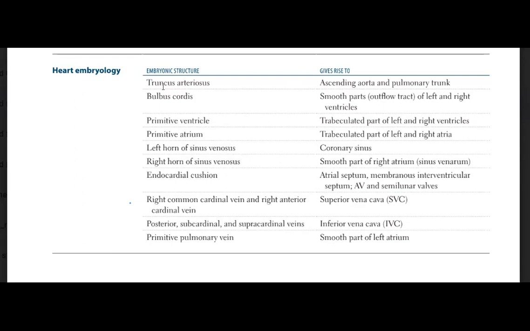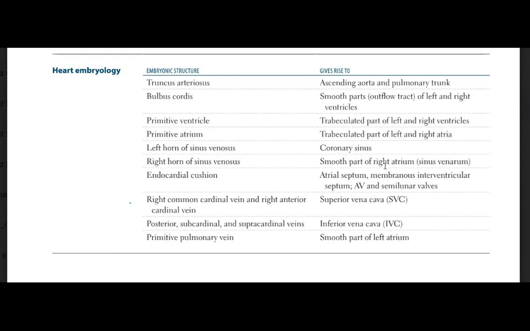So I will show you in the picture. We have a picture of bulbar cordus also. Then we have a primitive ventricle and a primitive atrium, okay? Now, the right and the left ventricles, and similarly the right and the left atria, both have two types of parts. One is a trabeculated part and one is a smooth part, okay? So the trabeculated part of both ventricles is derived from the primitive ventricle. And likewise, the trabeculated part of the left and the right atria is derived from the primitive atrium.